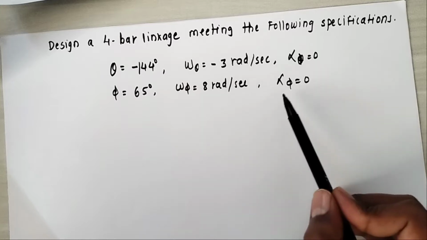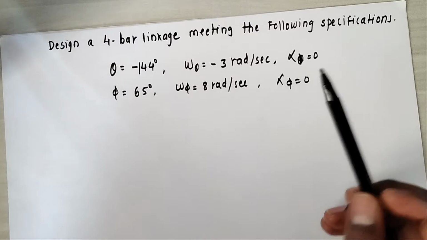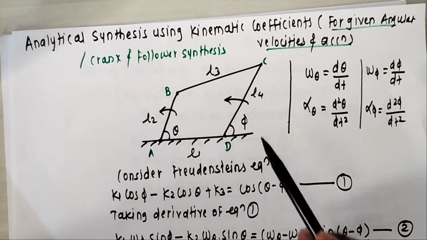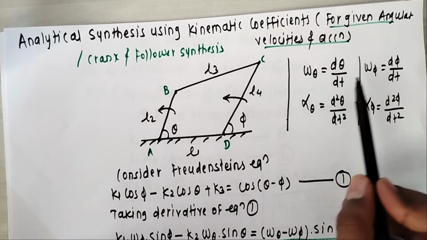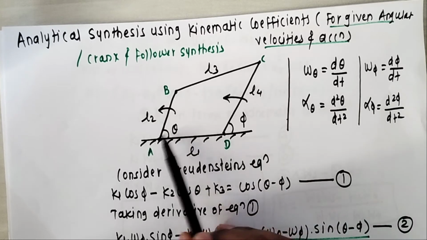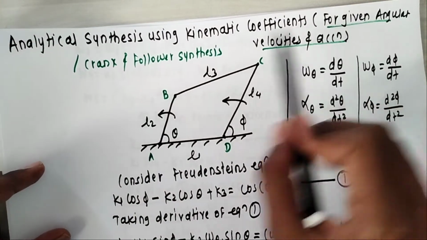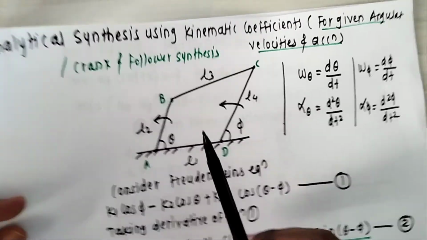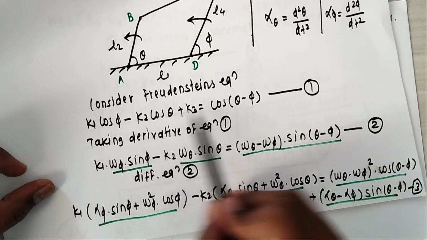Before starting numerical, I will just discuss a theory portion, that we discussed about this numerical in brief. So we discussed in the previous theory session, whenever angular velocity of the input, angular velocity of output, angular acceleration of input and output, and angular displacement of input and output link are given, then by kinematic coefficients we can solve this numerical, we can synthesize this mechanism. And for this, first we have to write Freudenstein's equation.